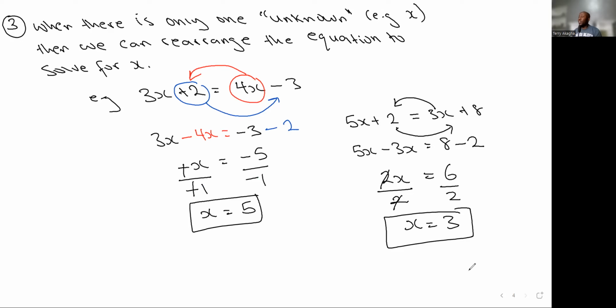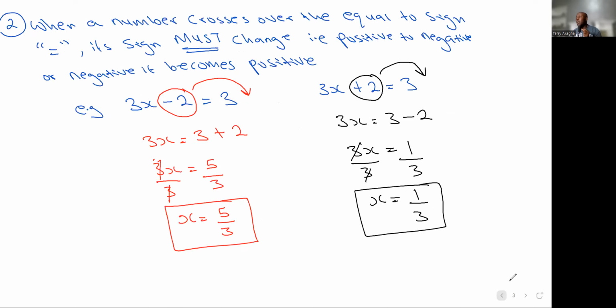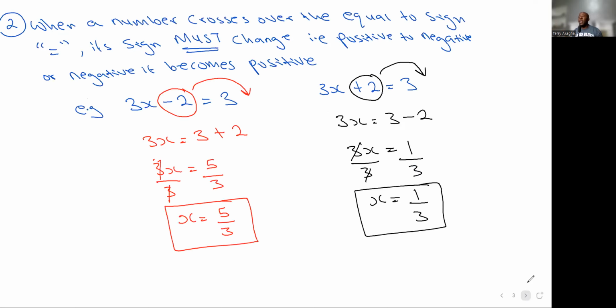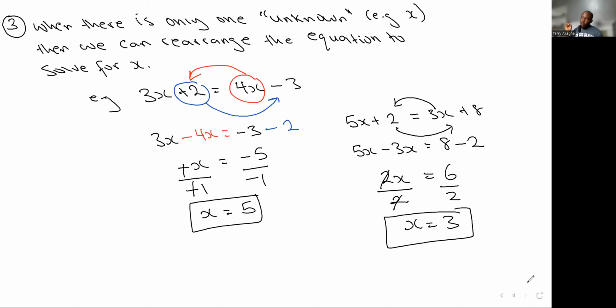Okay, so these are the 3 rules for equation. These are the 3 basic rules. There are other rules, but these are the 3 basic rules to solve any form of equations. So basically, whatever you do to the left-hand side, you must do to the right-hand side, and that is that for that. And when a number crosses over the equal to sign, it must change. So that means if it was positive, it becomes negative, and vice versa. And also, there's only one unknown. So you can rearrange the equation to solve for x. All right, so that'll be that for that.